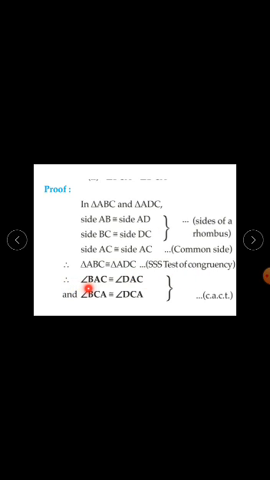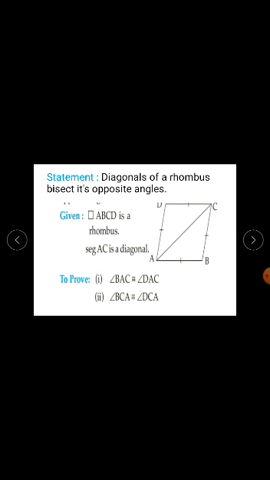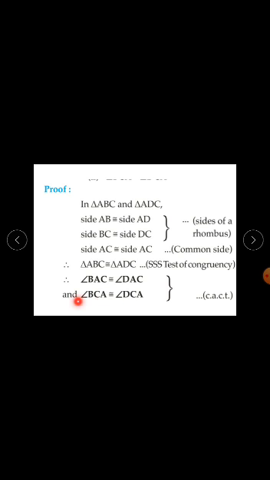Therefore, if two triangles are congruent, their corresponding angles are congruent by CACT. Therefore, angle BAC is congruent to angle DAC and angle BCA is congruent to angle DCA by CACT. Hence, proved.